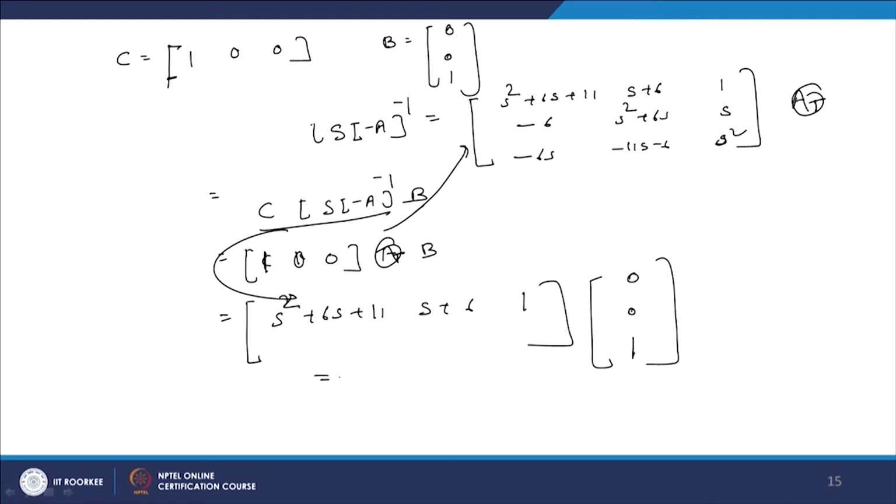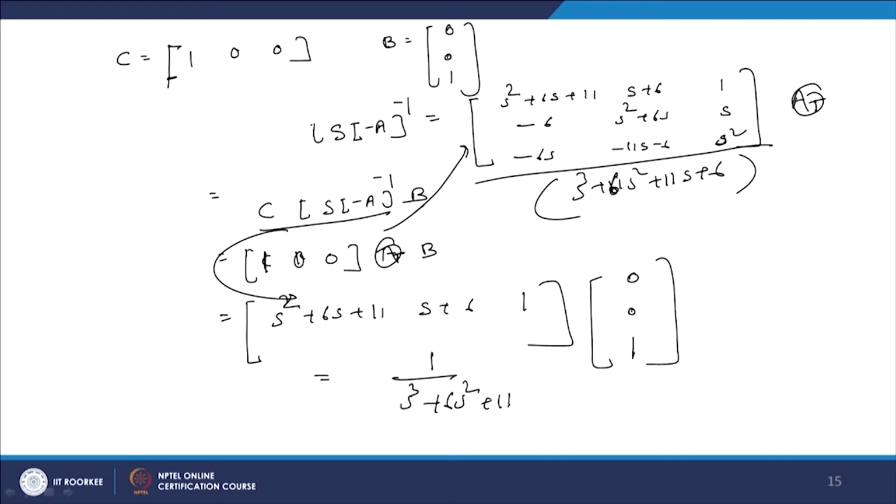We will get 1 upon, and here sI minus A inverse is nothing but adjoint, but it will be divided by the determinant. And what is the value of determinant? It is s cube plus 6s square plus 11s plus 6. So, here we got 1 upon s cube plus 6s square plus 11s plus 6, that is G(s) we have got like this.